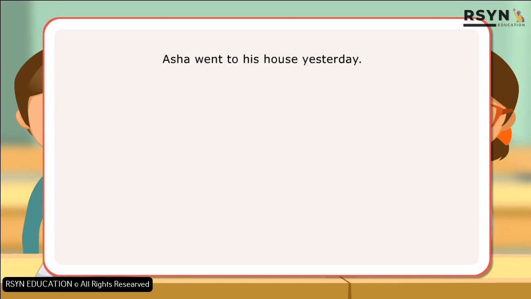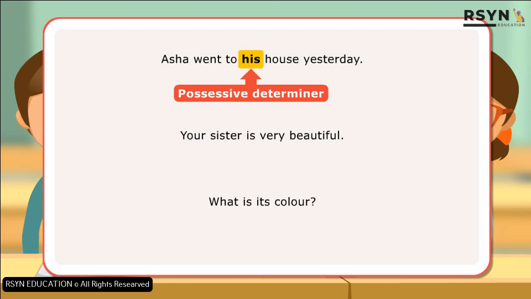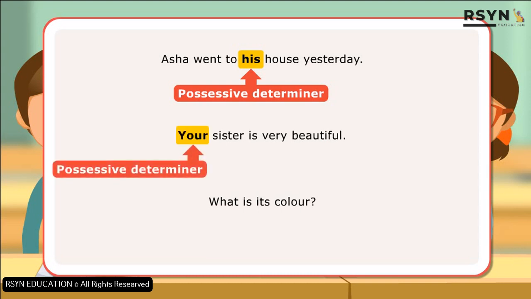Asha went to his house yesterday. Your sister is very beautiful. What is its color? In the first sentence, his is a possessive determiner since it shows possession of the house by someone specific. In the next sentence, your is a possessive determiner since it precedes a noun and shows possession.